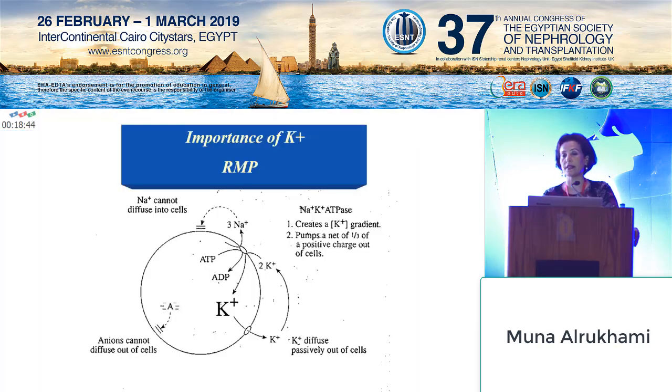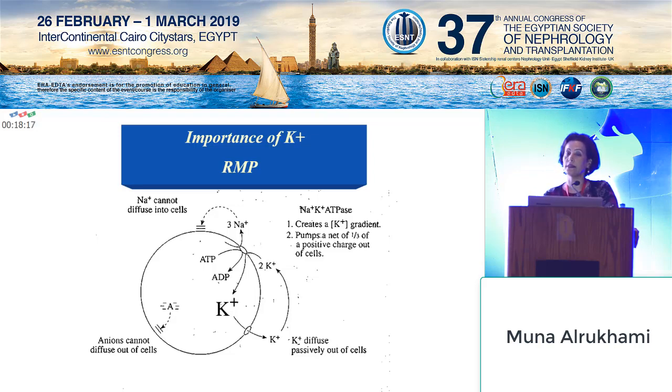As you know, we have a resting membrane potential of around 50 to 80 millivolts, on the negative side. And the resting membrane potential is the one which sets the stage for muscle contraction and cardiac muscle function. That's why if we have hypokalemia or hyperkalemia, we might develop paralysis or fatal cardiac arrhythmias.